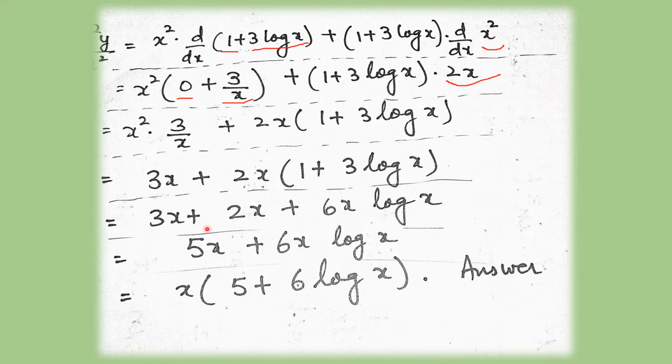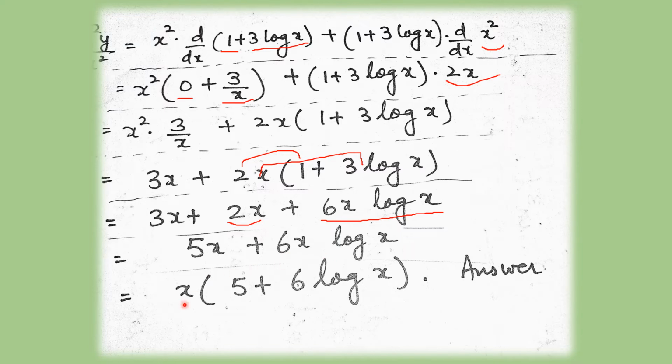You will get 3x plus 2x. 2x multiplied by 1 is 2x, and 2x multiplied by 3 log x. So what you did basically is this 2x is multiplied by 1 and you are getting 2x, and then again this 2x is being multiplied by 3 log of x and then you are getting 6x log of x. Okay, now what you have is 3x plus 2x will give you 5x. Answer is 5x plus 6 log of x.